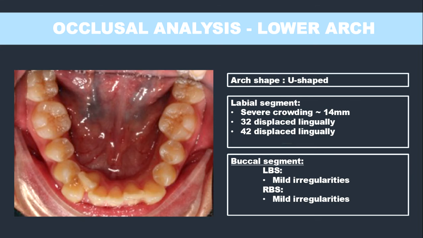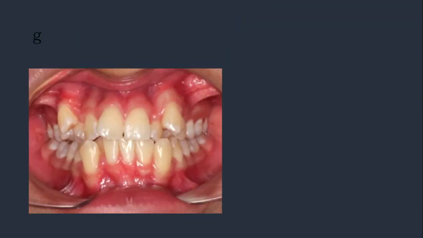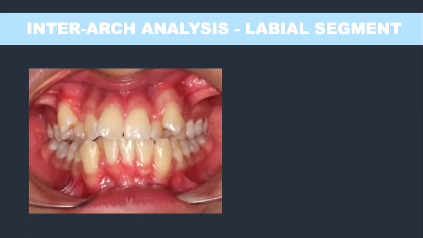For the labial segment, I would say that this patient has severe crowding of around 14 mm in the area of 32 and 42, whereby 32 is displaced lingually and 42 is also displaced lingually. For the buccal segment, at both the left and the right side, there are mild irregularities of the teeth. Next, this is the interarch analysis.